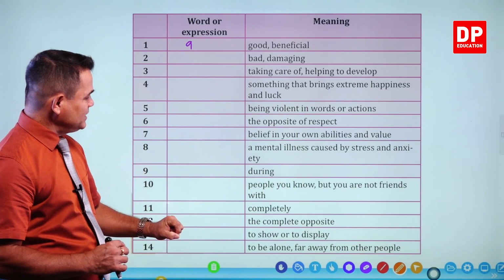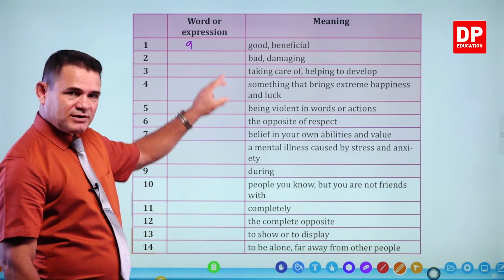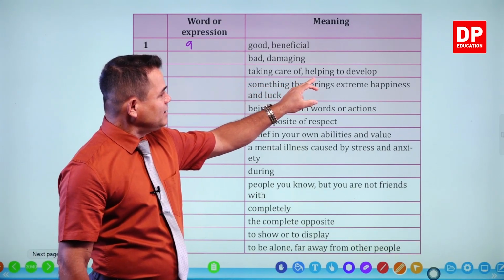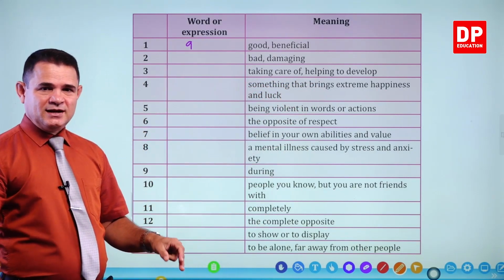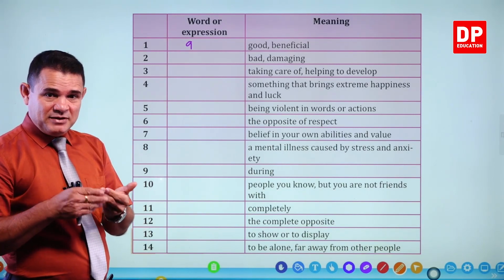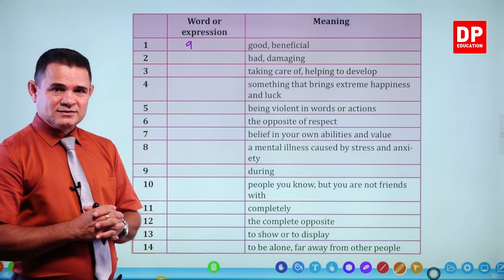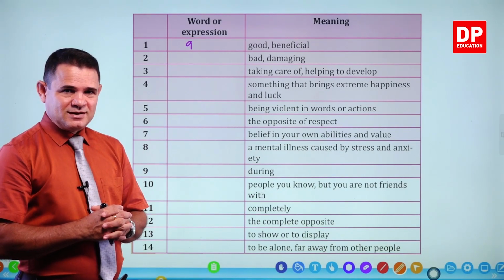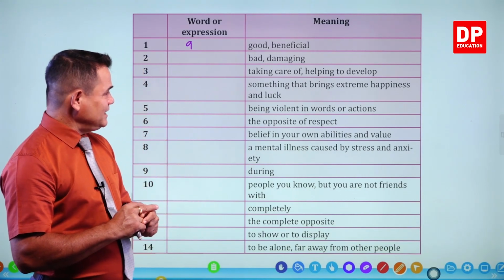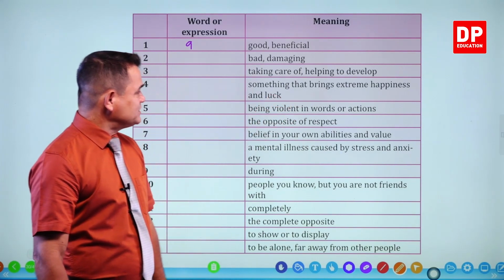Now for example here, maybe let's read the other things and see. Taking care of, helping to develop. Taking care of, අපි රැක බලා ගන්නවා. Helping to develop, අපි දියුණු වෙන්න උදව් කරනවා. Now that sort of words you know it. Something that brings extreme happiness and luck.